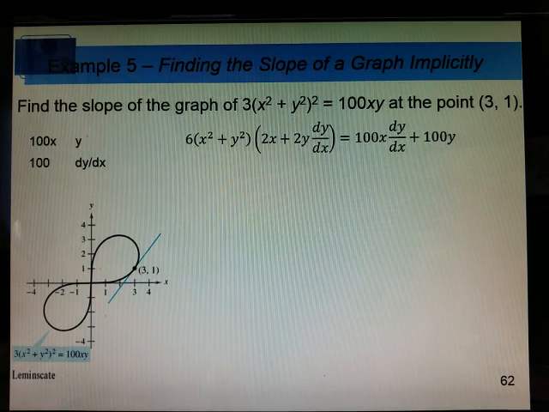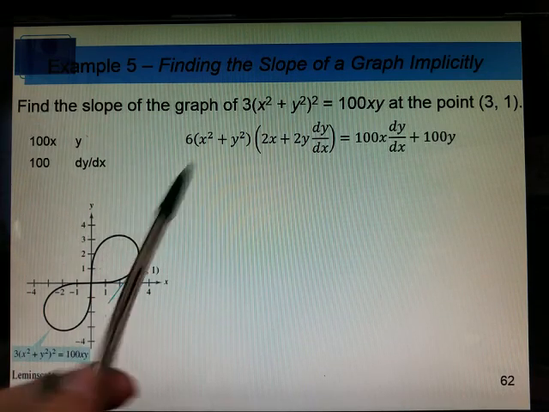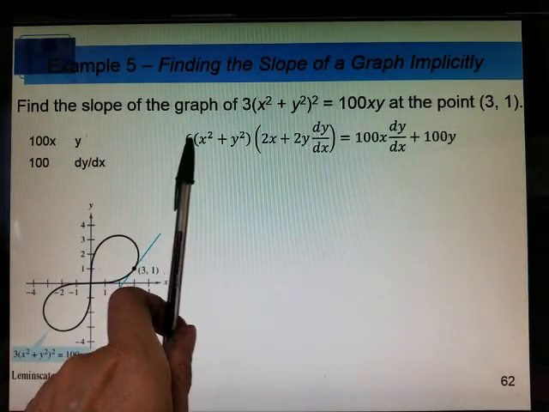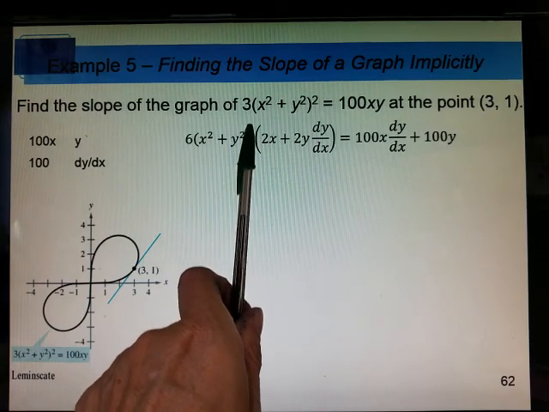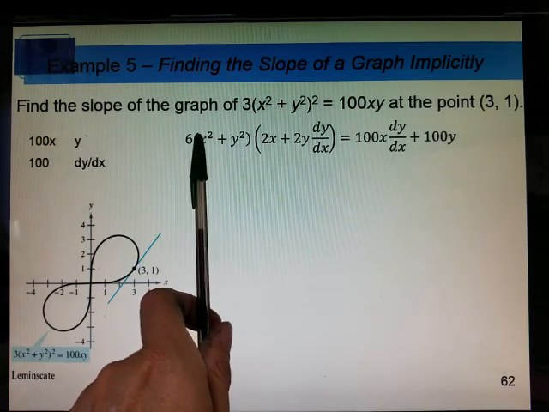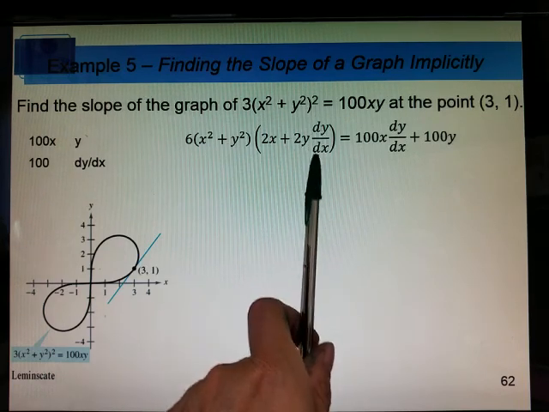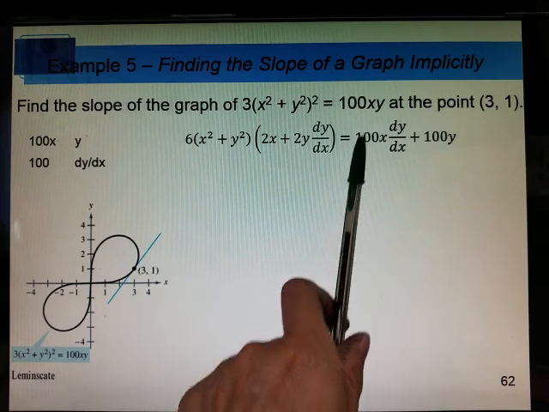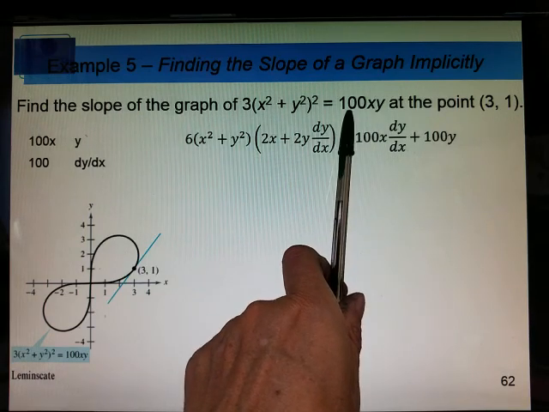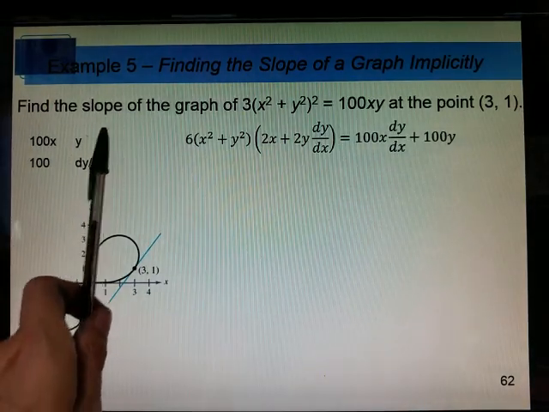So again, the derivative on the left side was the chain rule, the happy face thing. So 2 times 3, there's the 6. The happy face to the first. Derivative of the happy face, derivative of x squared is 2x. Derivative of y squared is 2y dy/dx, because that variable didn't agree. All right, these two was cross multiply and add. So 100x dy/dx, 100y.